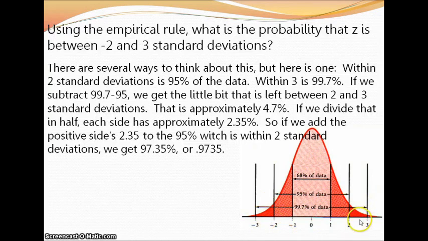So we got about 4.7%. When we divide that by 2, we find that each one of these is 2.35. So I go back to my 95%, and then I add this one region here to get all the way to 3 standard deviations above the mean. So 95 plus 2.35 is 97.35, or a lot of times in this class we're going to write our probabilities as just decimal answers. So we're going to say 0.9735.